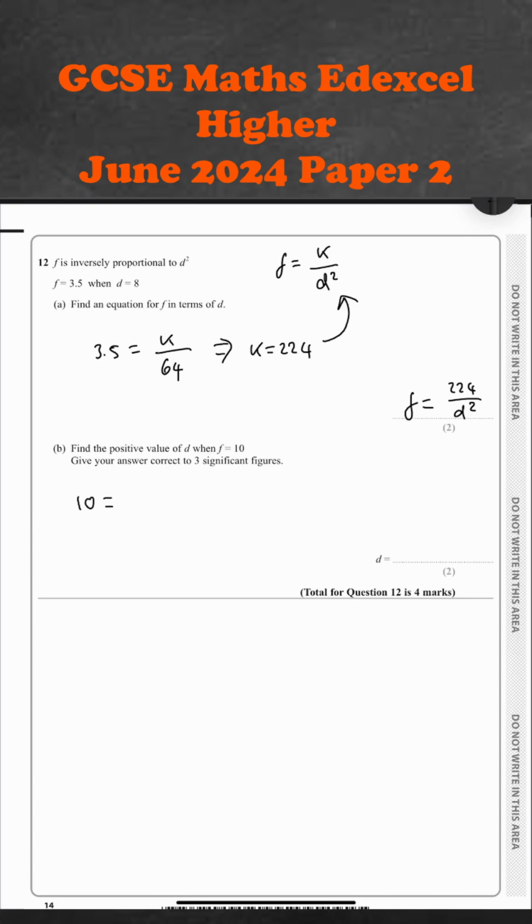So 10 equals 224 over d squared. Therefore, 10d squared equals 224. Therefore, d squared equals 224 divided by 10, which is obviously just 22.4. Therefore, d equals, here's on my calculator, square root of 22.4, 4.73, as it wants it to 3 significant figures.